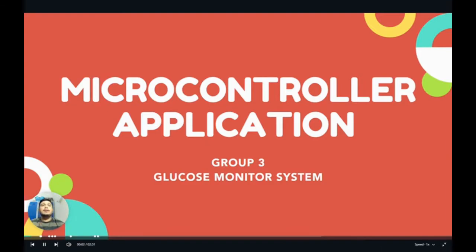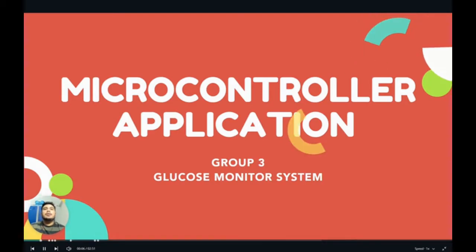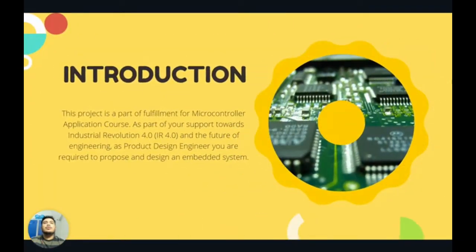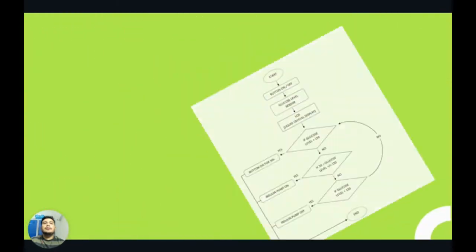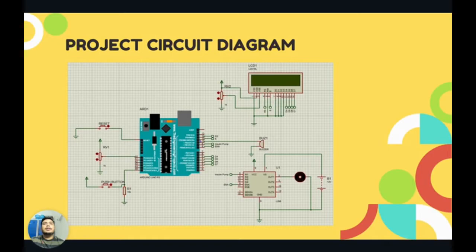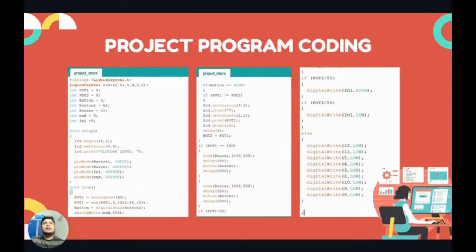Hello, Assalamualaikum. My name is Zadina bin Anwar, matric number CN 2022. I want to present about our project. This is the project circuit diagram. Then I want to present our program coding for our project.